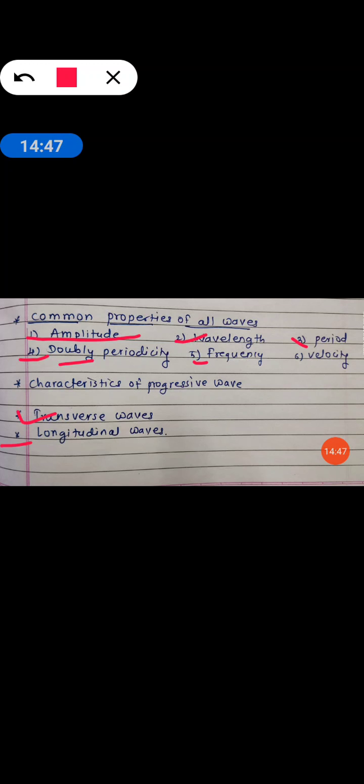When this longitudinal wave travels through the medium, it can be divided into alternate compressions and rarefactions. Now we are drawing that. This is compression, this is rarefaction, compression, rarefaction. These particles vibrate parallel to the direction of propagation. Such a wave is called a longitudinal wave.